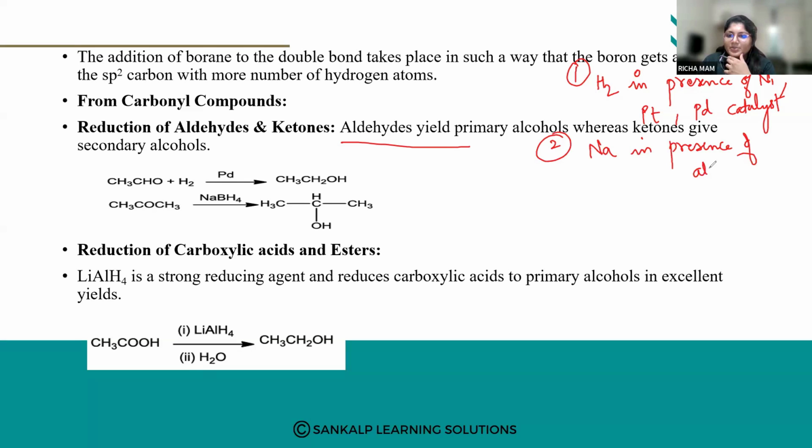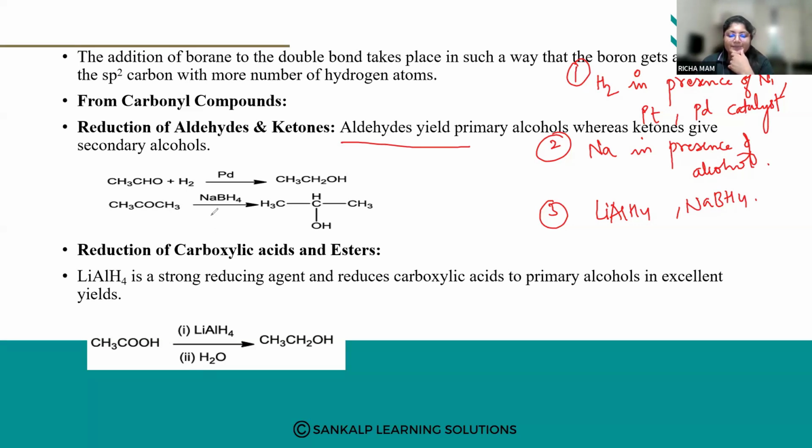Okay, sodium in the presence of alcohol we can use. Then the third one is lithium aluminum hydride and sodium borohydride. So these are the reducing agents. Aldehydes and ketones are reduced by using these reducing agents to their corresponding alcohols.